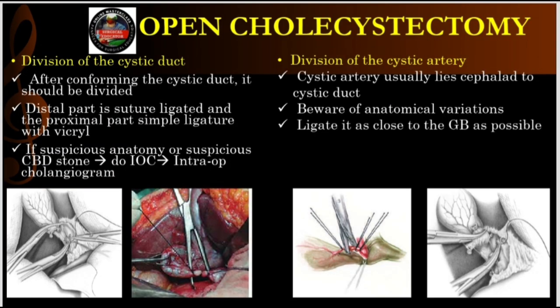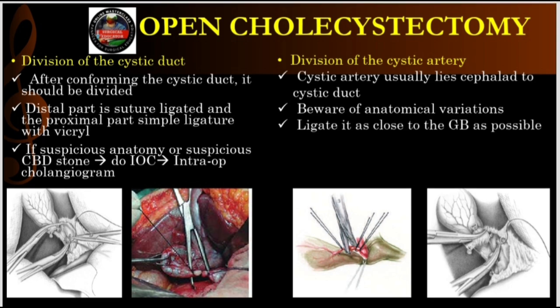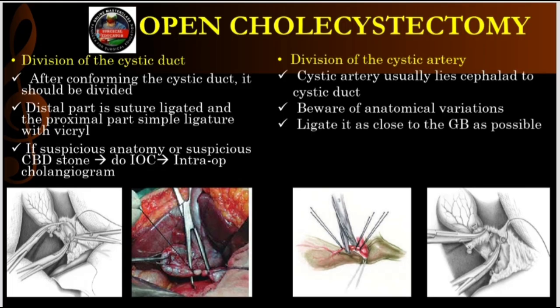Let's advance to slide 5, entering section 4, the point of no return. This slide details the division protocols. First, the division of the cystic duct. After confirming the cystic duct, it should be divided. The distal part is suture ligated, and the proximal part is closed with a simple ligature with vicryl. It also adds a conditional instruction here. If there is suspicious anatomy or a suspected common bile duct stone, perform an intra-op cholangiogram, an IOC.